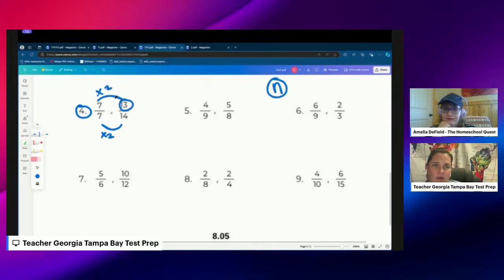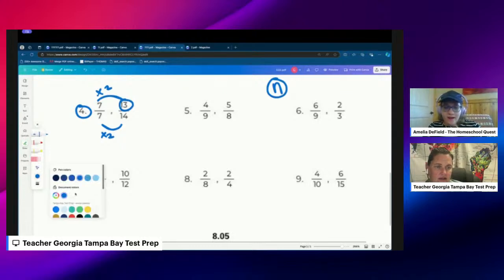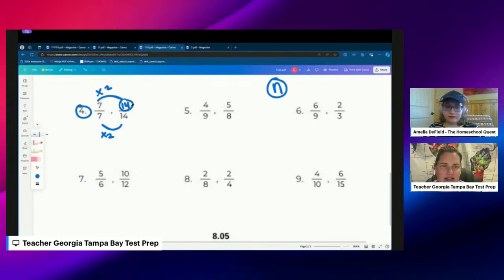What could we change this numerator to so we could make it equivalent? What could I change the 13 to make this fraction equivalent? Well, down here, 7 times 2 is 14. I'd have to have the same. 7 times 2 is 14. Excellent.